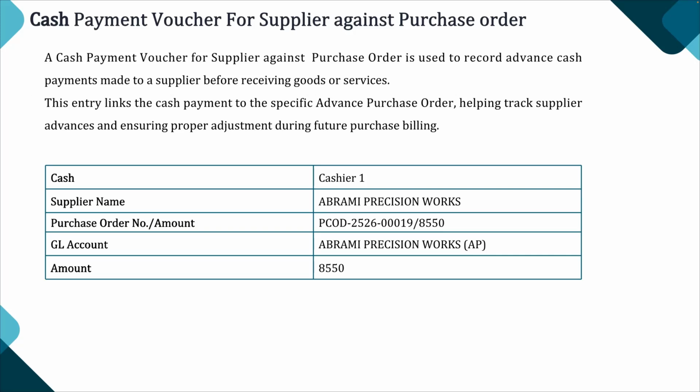Cash, Cashier 1. Supplier name, Abrami Precision Works. Purchase order number, PCOD 2526000019. Our amount, 8,550 rupees. GL account, Abrami Precision Works AP.